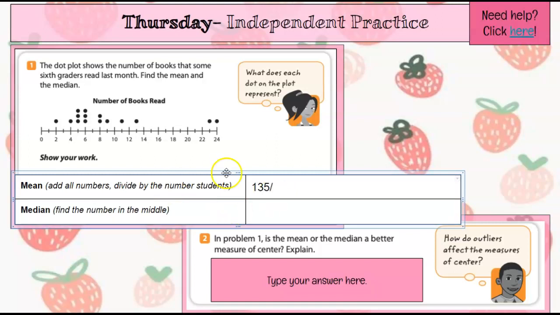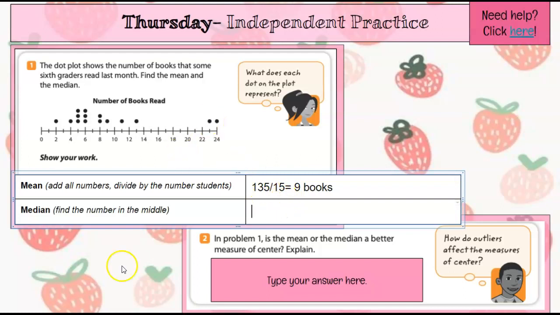And we're going to divide by the number of students, which is simply the number of dots. So 1, 2, 3, 4, 5, 6, 7, 8, 9, 10, 11, 12, 13, 14, 15. There's 15 students here. So when we divide that, we get a total of 9 books on average that each student read of those 15 students.